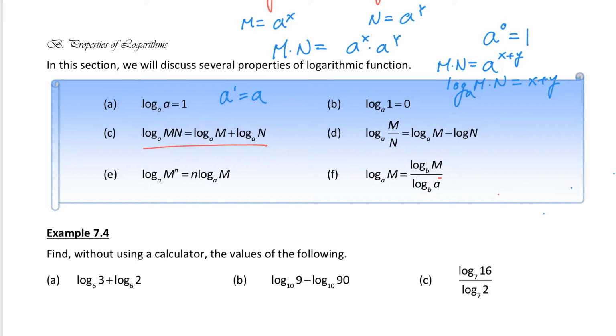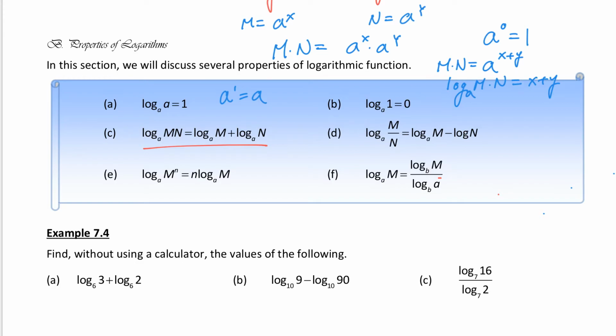Then what is x plus y? By our original definition, x is equal to log m, y is equal to log n. Then you can rewrite it. This is one of our properties. You can use the same idea to deduce the other properties.